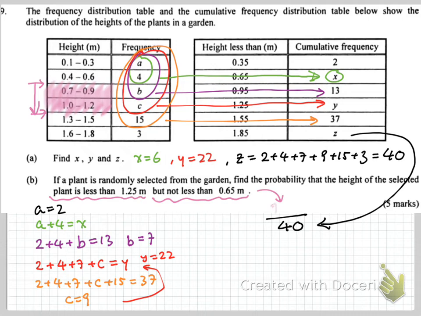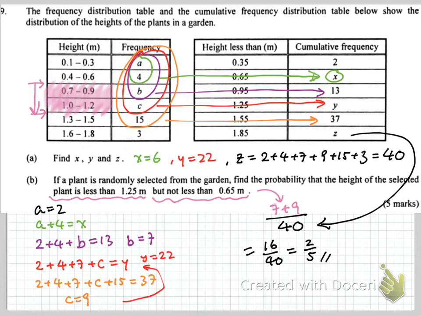Oh no, B is 7. C is 9. All right, so this is 7 plus 9. The pink region is the favorable region. So it's 16 out of 40. After simplification, it is 2 over 5. All right, so this is the final answer to part B.